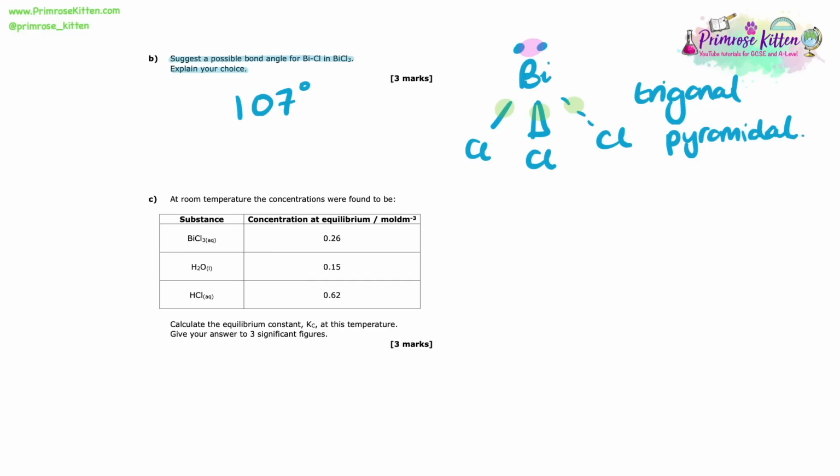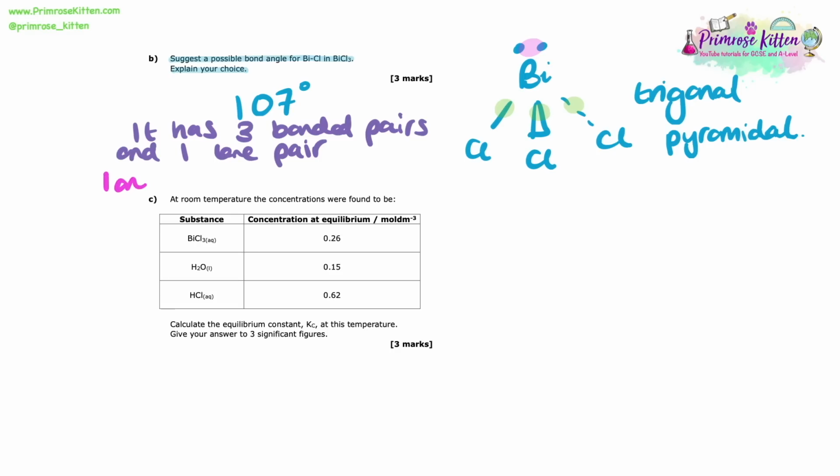So we need to explain this though, okay? We don't just want to say it. And I really like these questions because they're quite methodical. We just want to state the number of bonded pairs, the number of lone pairs, and then finish up with the fact that lone pairs repel more than bonded pairs. So in this particular case here, you can see that we have 3 bonded pairs of electrons and 1 lone pair of electrons.